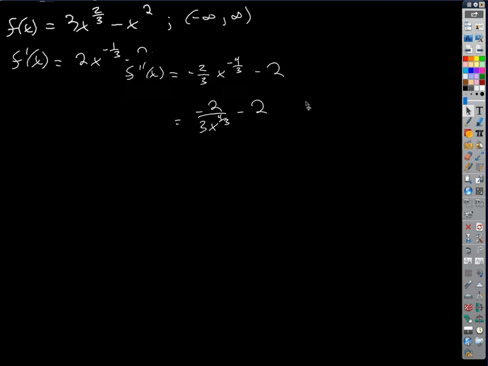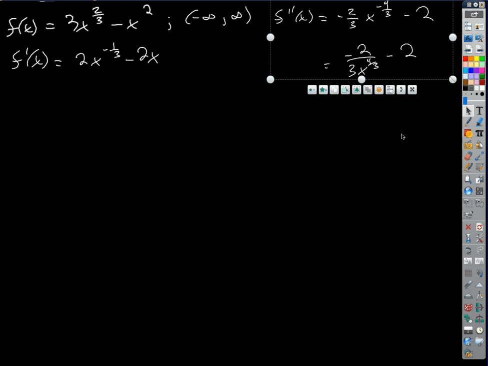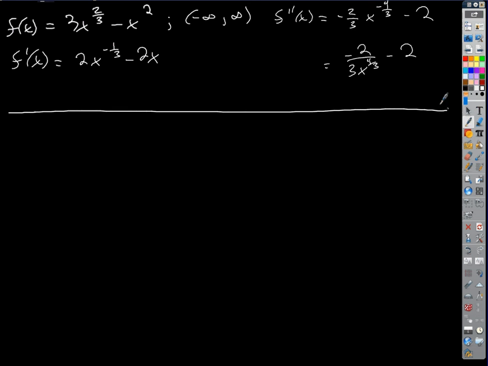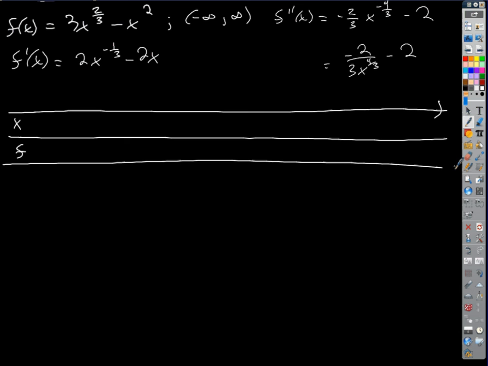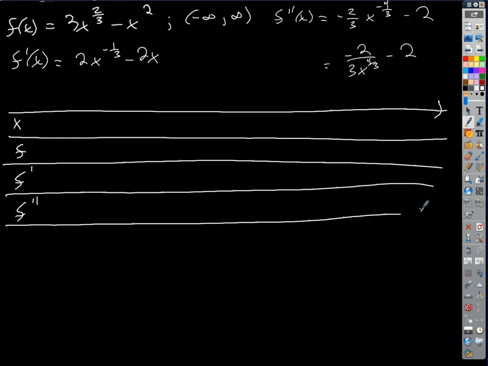Okay, so here we go. Let's make our table. Okay, help me fill out the table, please. What am I doing here? What are some things I could add to my table?